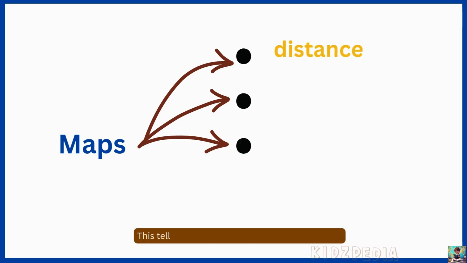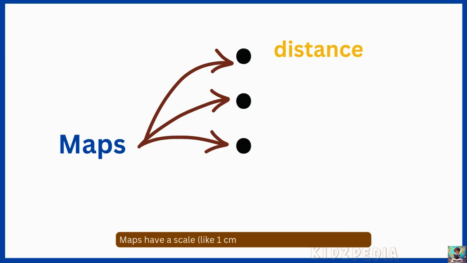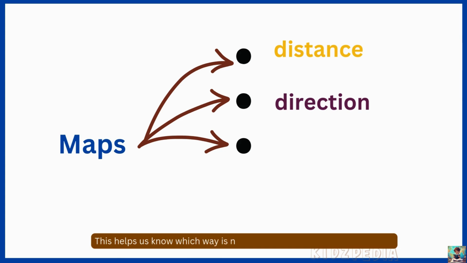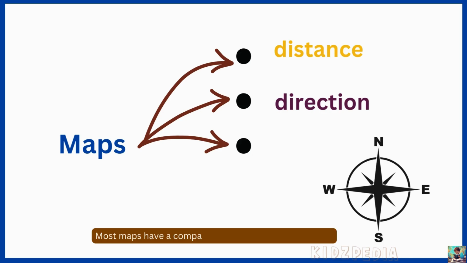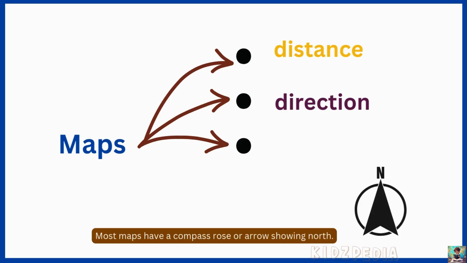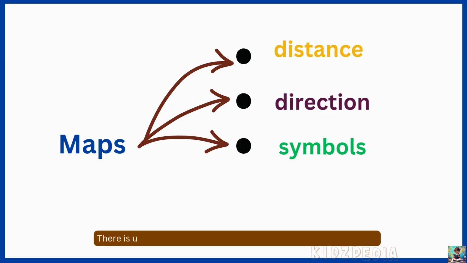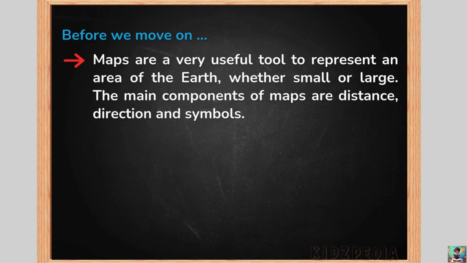Distance, which tells us how far apart places are on the map. Maps have a scale like 1 centimeter equals 1 kilometer to show real distances. Direction, this helps us know which way is north, south, east or west on the map. Most maps have a compass rose or arrow showing north. Symbols. Maps use small pictures or signs to show things like rivers, mountains, cities, roads, and more. There is usually a map key that explains what each symbol means.